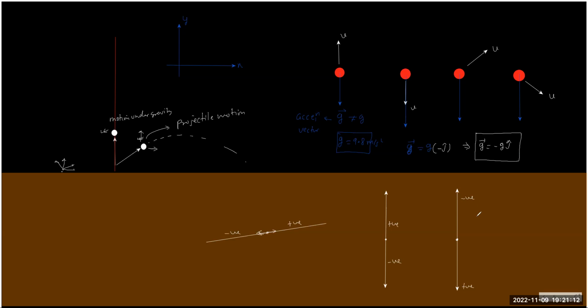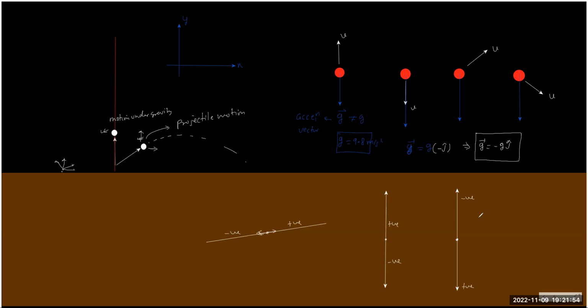Yes, sir. So g always acts vertically downward. Any doubt in this? Will the direction of g depend on the motion of the object? Yes or no? No. Correct, very good. It really doesn't matter how the particle is moving. Gravity will do its job. It will act downward because it will attract you.